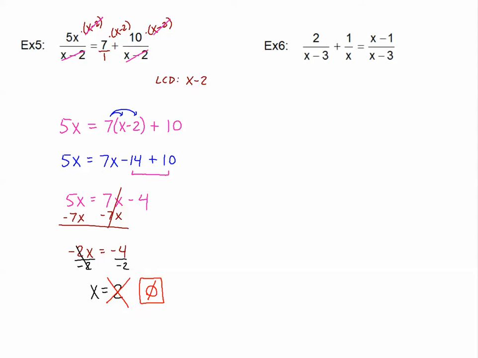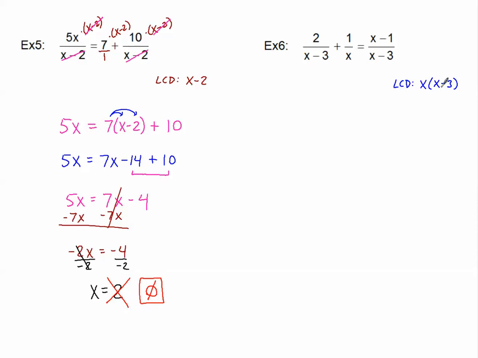Let's see if it happens again in example 6. We've had 2 in a row now. Let's find our LCD first. Step 1 is always just find the LCD. I see a factor of x minus 3, and there it is again, so x minus 3 is needed, and I see a factor of x. I'll put the monomial part first, and then the binomial part. I need an x and an x minus 3.